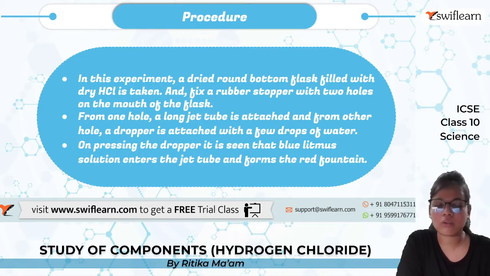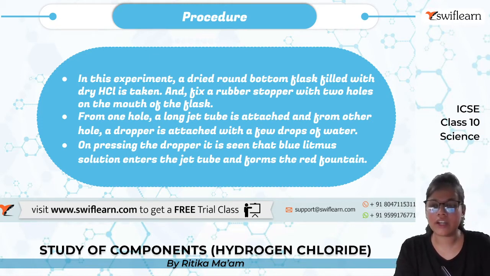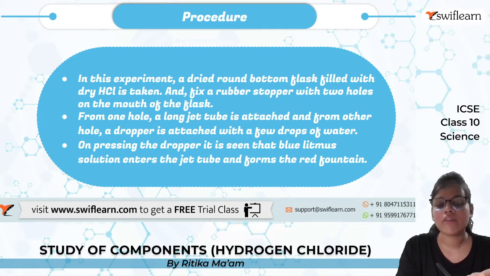What we have to do, first of all, is take a dried and clean round bottom flask in which dry hydrogen chloride gas is taken. Then we will fix a rubber stopper with two holes at the mouth of the flask. From one hole we will attach a long jet tube, and from the other hole we will attach a dropper which will have a few drops of water.